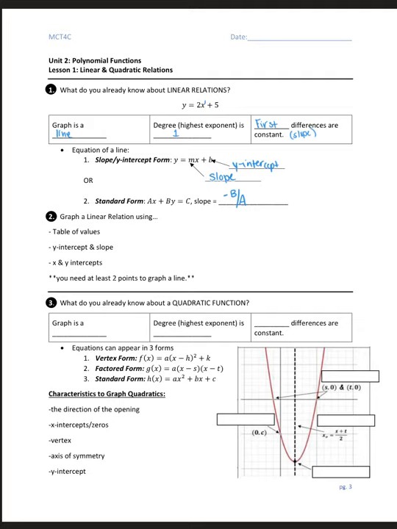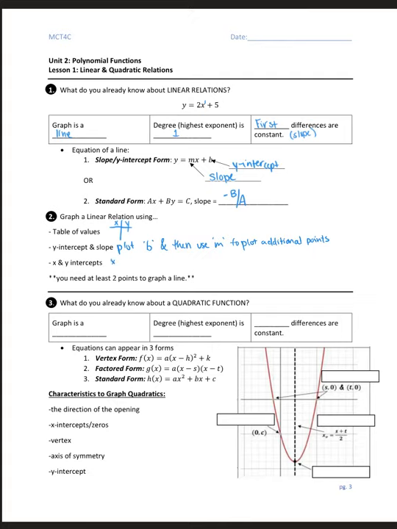So how can we graph a line? We can graph a line using a table of values. So that's where we set up our x and y, and we sub in some values for x to find our y values. You could also use your y-intercept and your slope. So you plot your b value, which is your y-intercept, and then use your slope to plot additional points. Or you could plot your x and y intercepts and connect the dots.